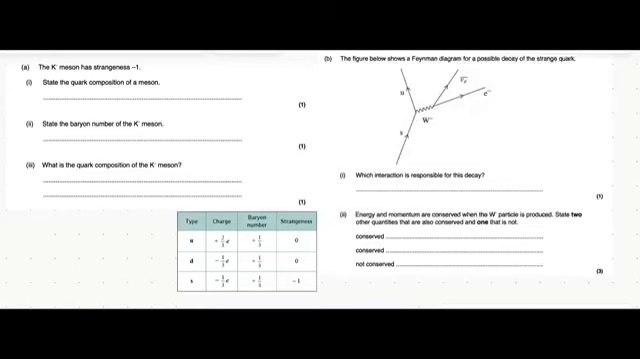Physics combines what you need to know about quarks, quark compositions, interactions, and also conservation laws. So let's have a look.